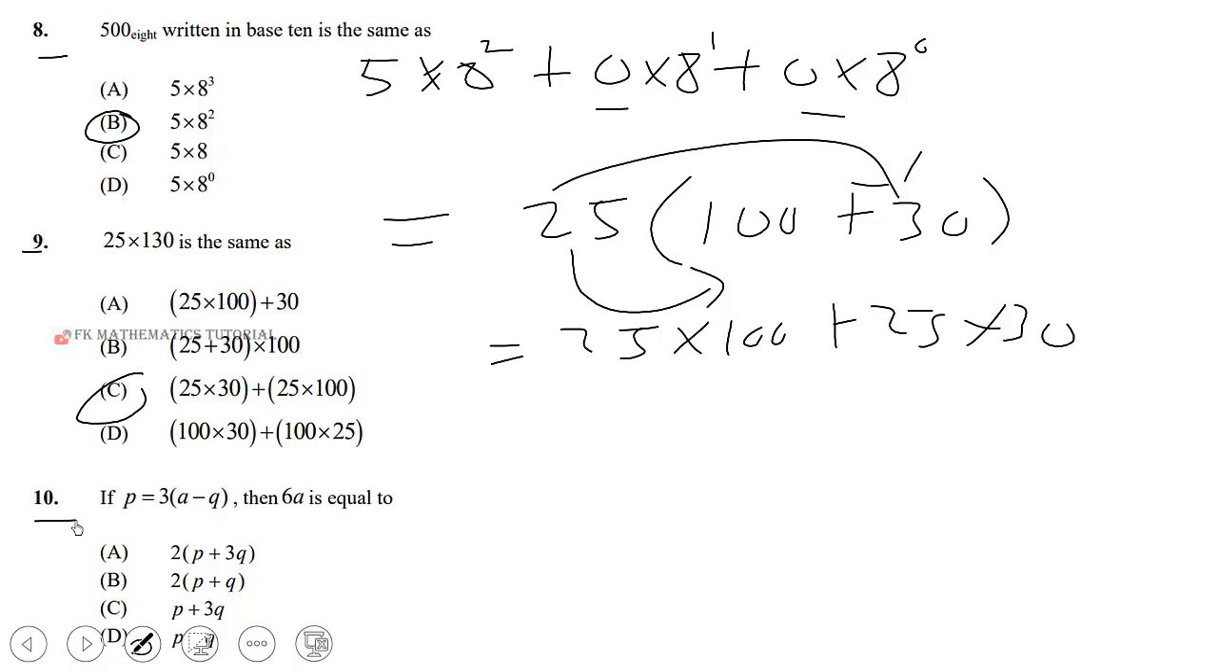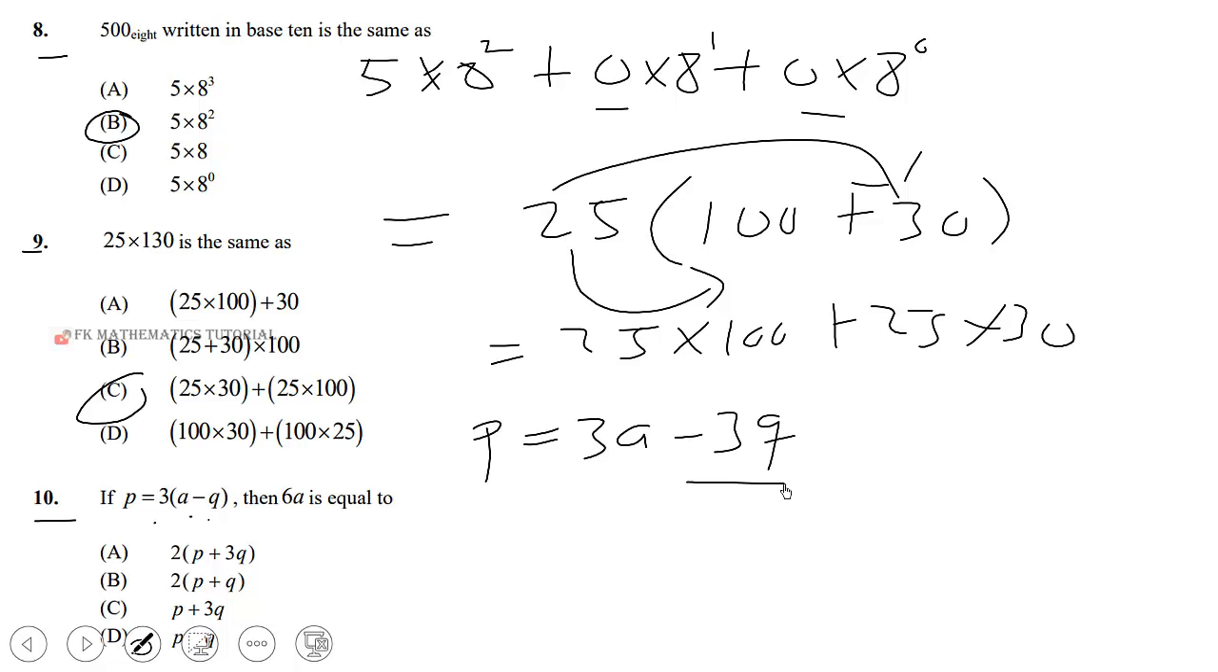We have question number 10. P is equal to 3 into bracket A minus Q. Then 6A is equal to. So we have P equal to 3 times A minus Q, so 3A minus 3Q.